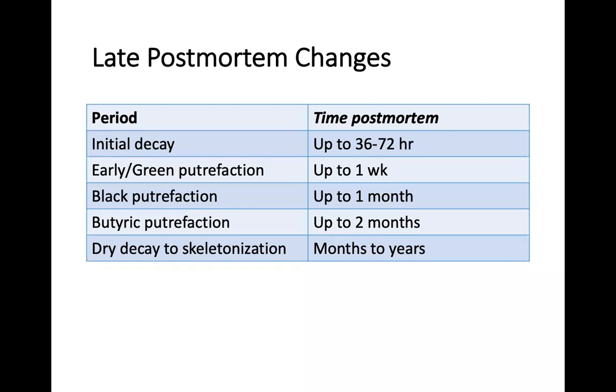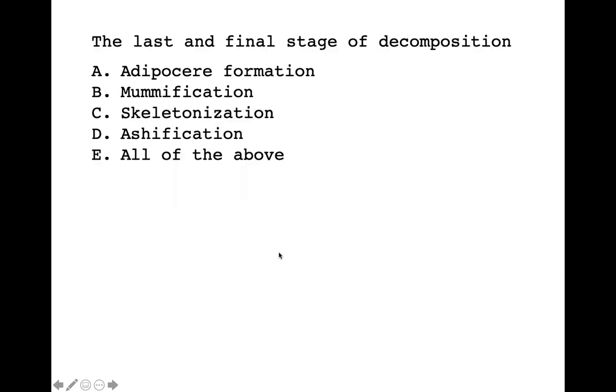So, ito yung mga period natin, no? Initial decay, early or green putrefaction, black putrefaction, butyric. Ito yung mga colors natin, yung green putrefaction due to hemoglobin, black sa hydrogen sulfide, butyric sa gaseous na ito, okay? Formation of gas, and eventually dry decay or skeletonization. All right, the last and final stage of decomposition is skeletonization.